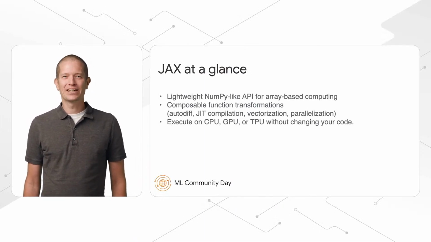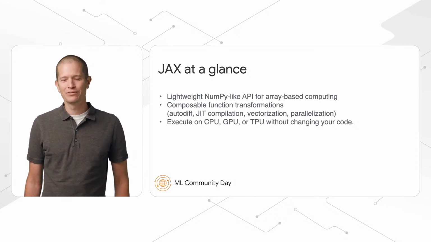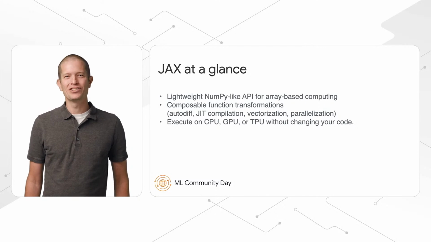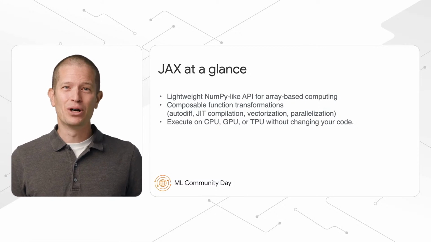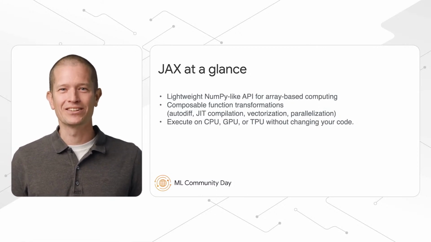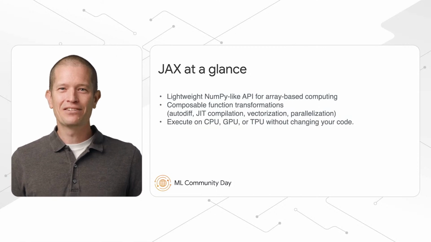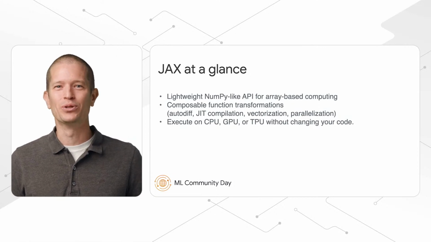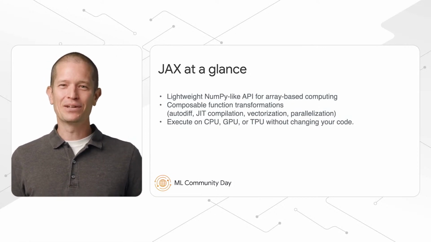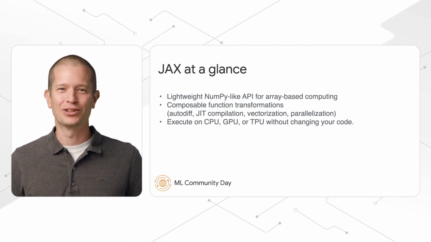Basically, JAX provides a lightweight API for array-based computing that's very similar to NumPy. So if you're writing NumPy code in Python already, JAX will probably feel very familiar. On top of that, what it adds is a set of composable function transformations for doing things like automatic differentiation, just-in-time compilation, and then automated vectorization and parallelization of your code. And then finally, what you can do with this code once you write it is execute it on CPU or GPU or TPU without any changes to your code. So it ends up being a very powerful system for building models from scratch and exploring different machine learning problems.